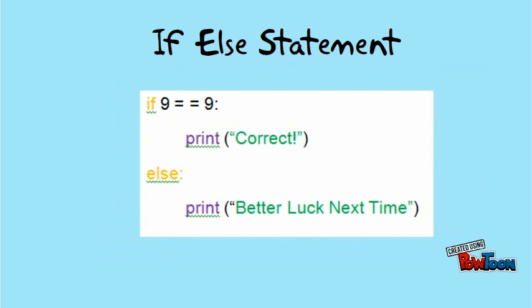So if we look back at the last example and make it an if-else statement, the computer will now display better luck next time if the statement is not true. So in other words, if 9 does not equal 9, the computer would display better luck next time.